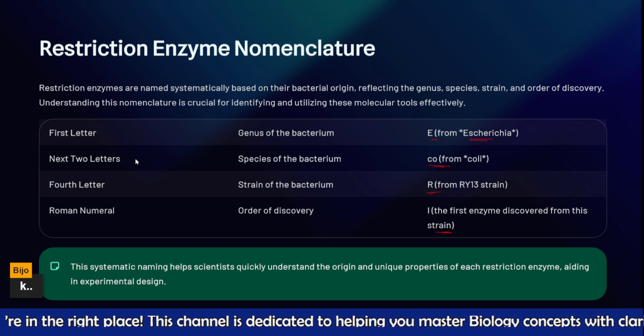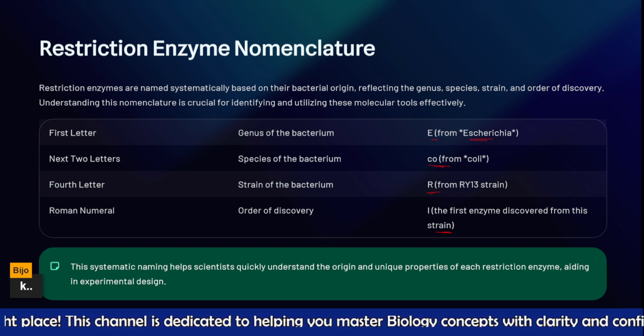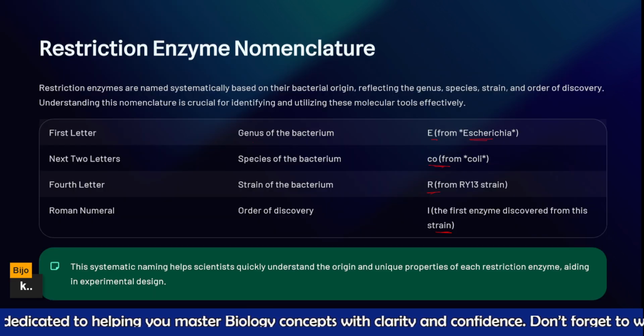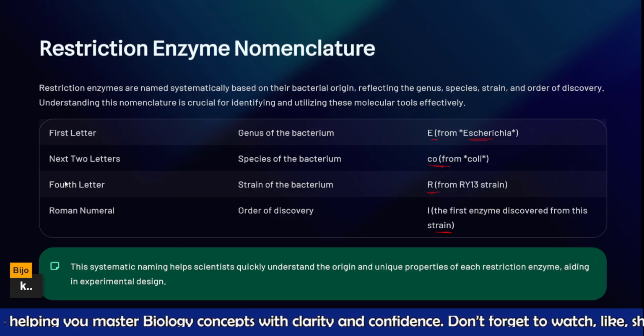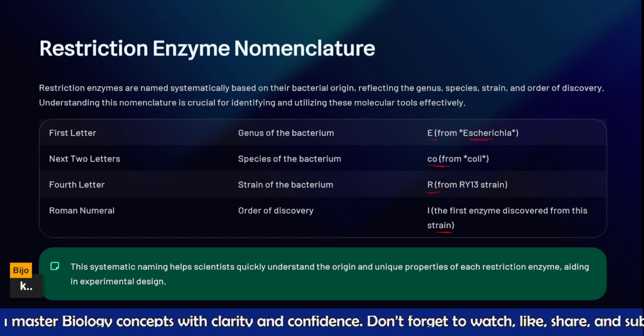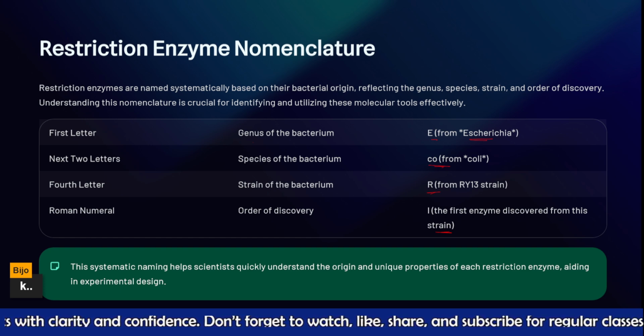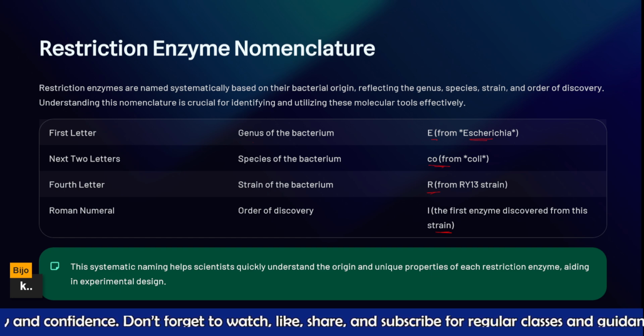There are more than 600 restriction enzymes with different names. Till here we will be winding up today's class. We will continue in the next class with more features of restriction enzymes.